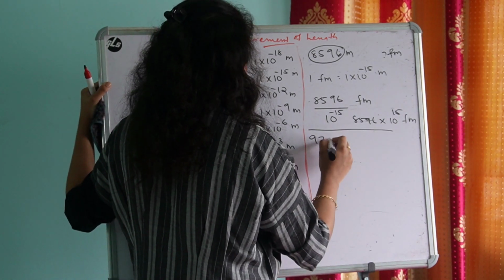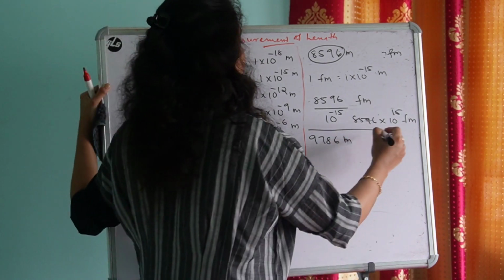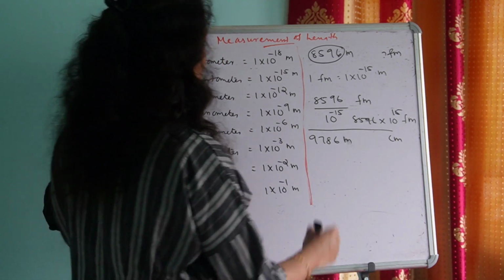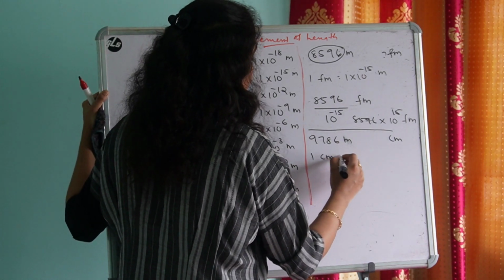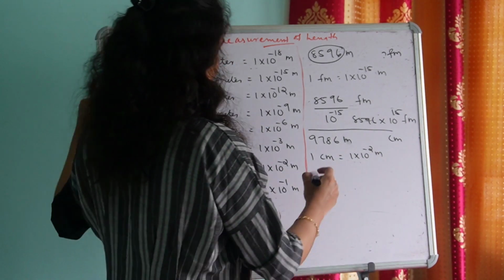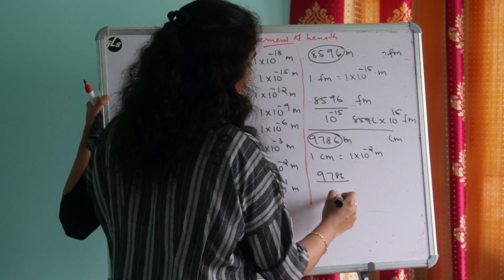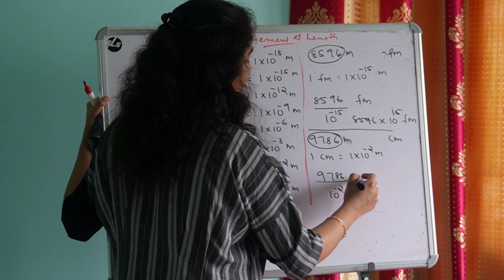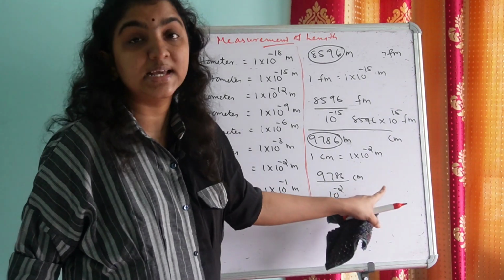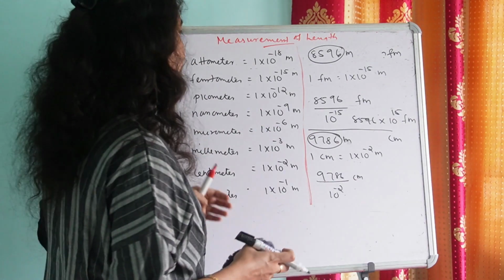You are given 9786 meter, and you are asked to find it in centimeter. I know the relationship between centimeter and meter: 1 centimeter is equal to 1 into 10 power minus 2 meter. So I have to simply divide the given numerical value by the value that 1 centimeter is equal to, and I have to put the unit as centimeter, the unit asked in the question. Yes, the unit you are asked to find out. Is it clear? Yes.